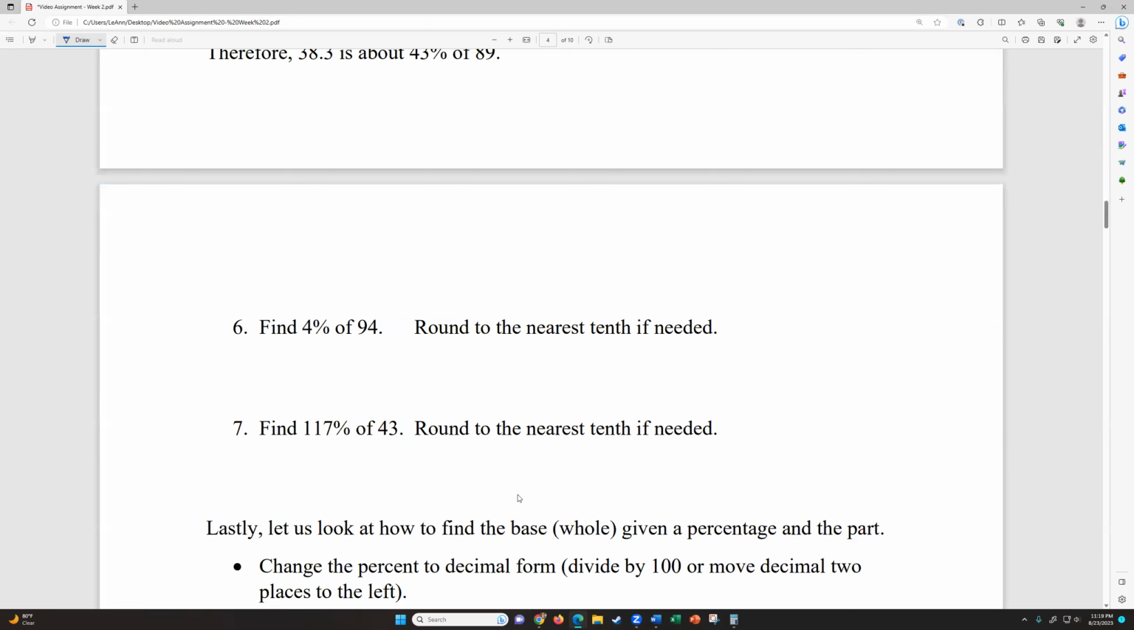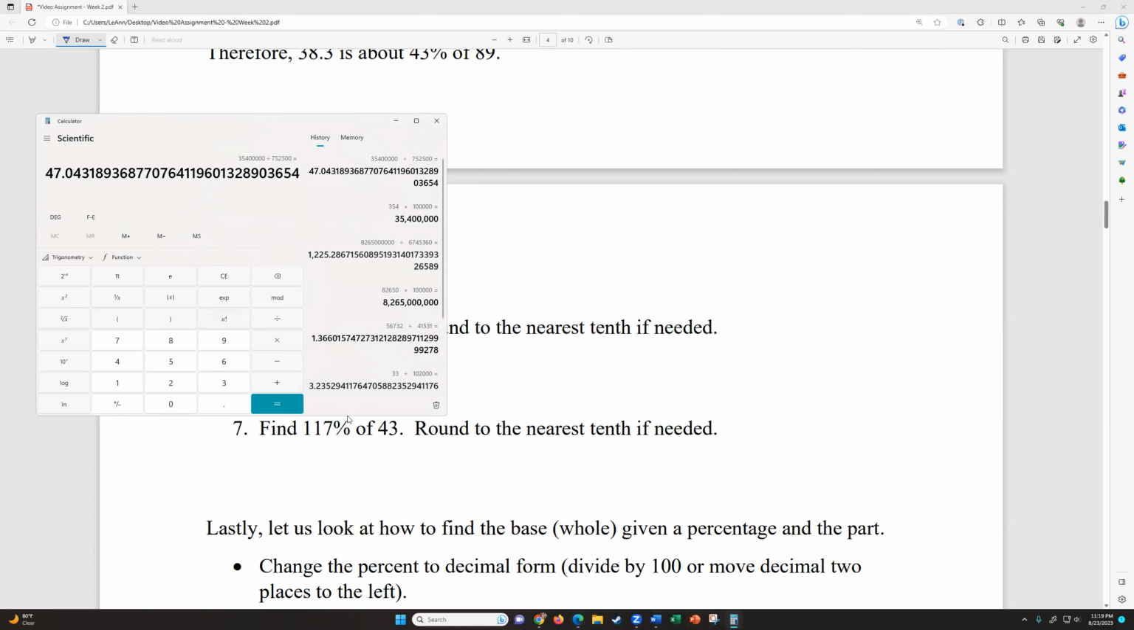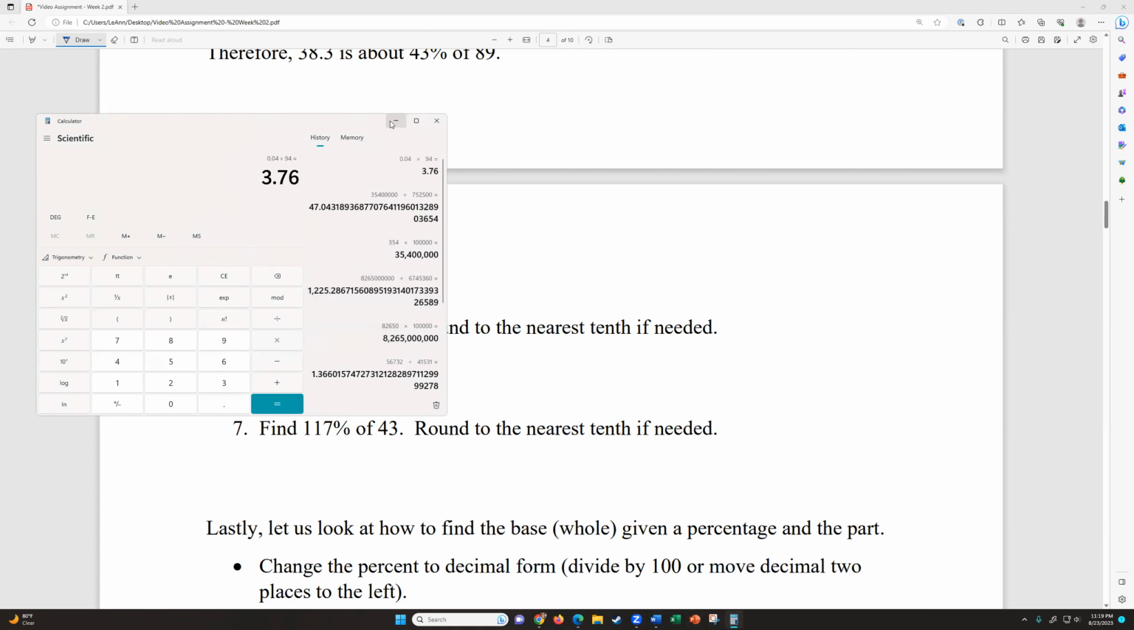So find 40%, or excuse me, 4% of 94. Notice the "of" is a key giveaway that this is going to be the whole, this number right here. Okay. So 4% as a decimal, we'd move our decimal 2 places to the left. So that is 0.04 times the 94. So let's do our calculator for that. 0.04 times 94 is 3.76.